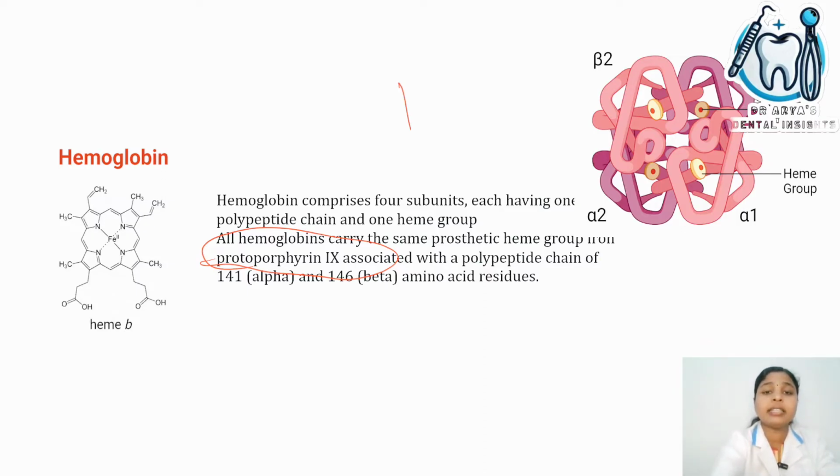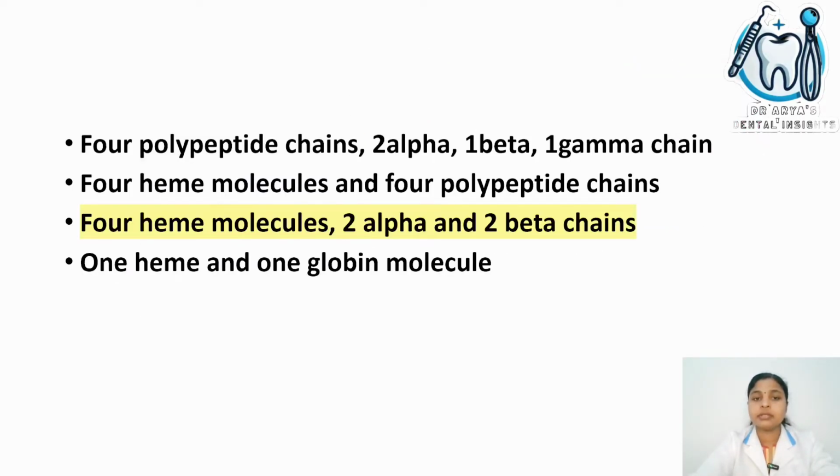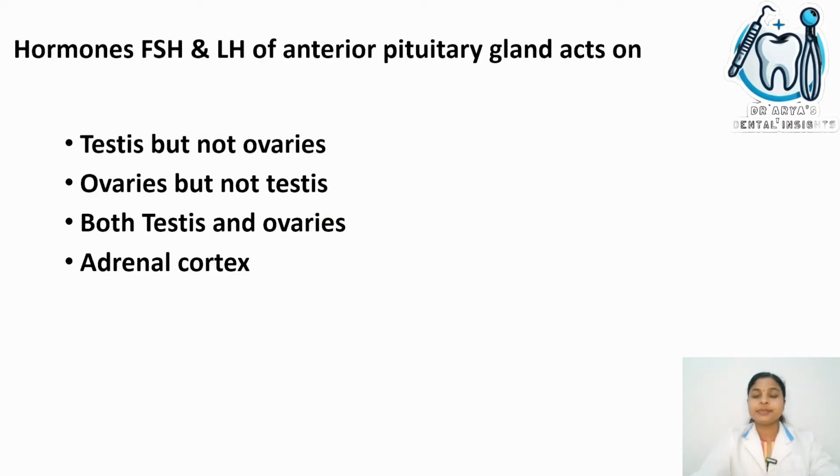Protoporphyrin iron is involved in the hemoglobin. Okay. So the correct answer is 4 heme molecules, 2 alpha and 2 beta chains. Okay. So coming to the next question.